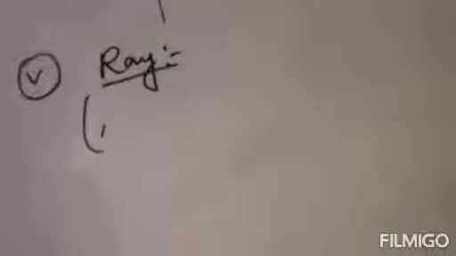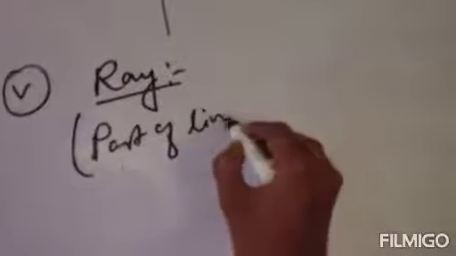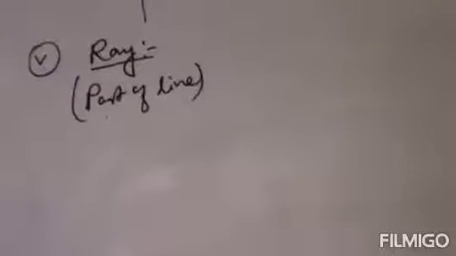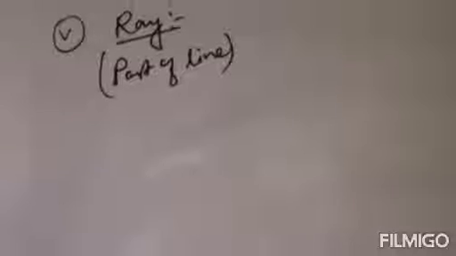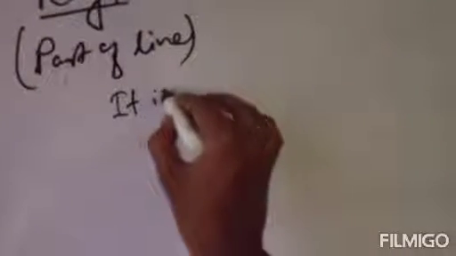What is ray? Now ray is actually a part of line. Now it is a straight line. Ray is actually a part of a straight line that starts from a given fixed point and moves in the same direction with the given fixed point. That means ray, it is a straight line.